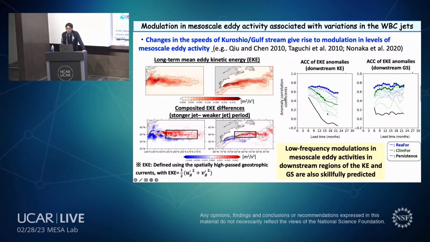Because this kind of mesoscale eddy modulation has an impact on the atmospheric circulation, this kind of successful prediction has implications for year-to-year prediction of extratropical atmospheric circulation and precipitation and other related fields.